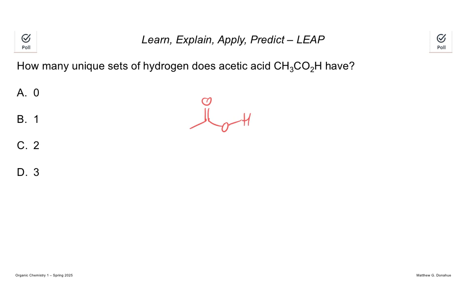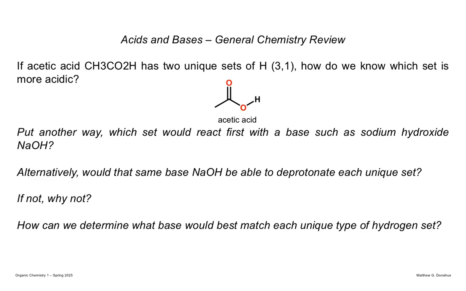When we consider acetic acid, how many unique sets of hydrogen does it have? There's two. You have this H, and then you have that CH3. So there's two unique sets. We already saw that the OH is acidic, but the CH is also acidic. So you have a molecule that has two acidic functional groups. The ratio of that was 3 to 1.